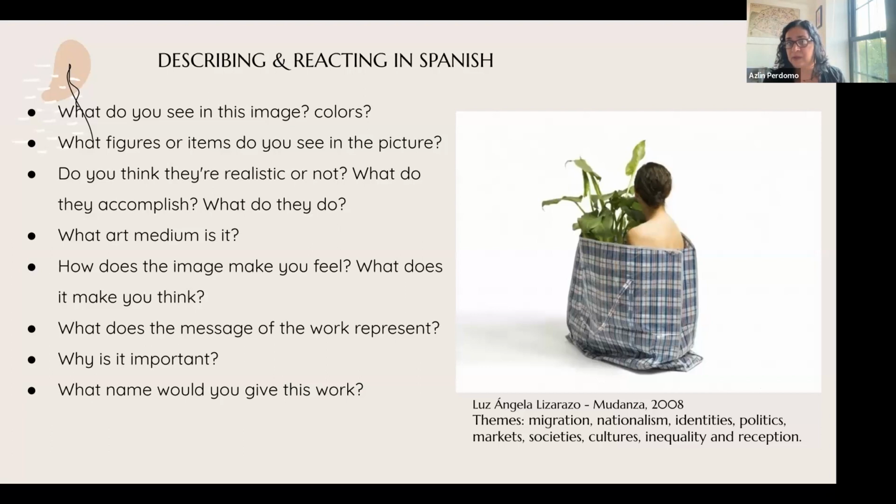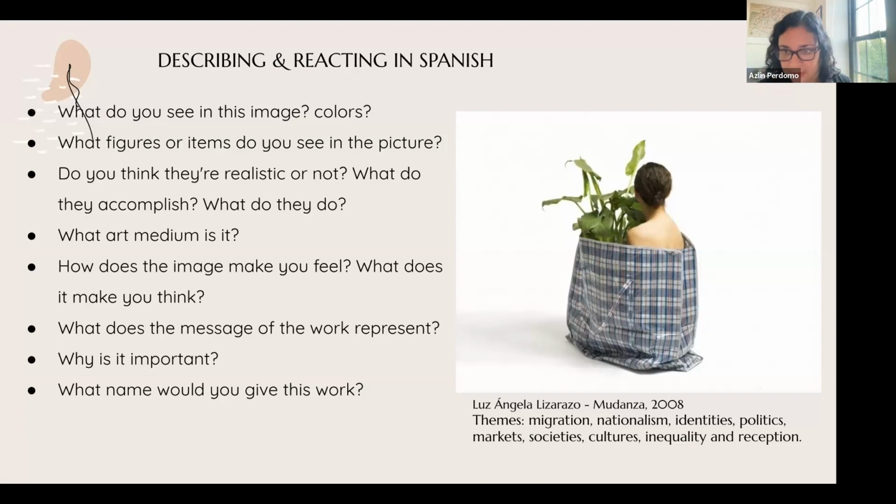Some of the questions are simple because students can still produce at a lower level using the language. They can say what they see in this image. They can describe colors and shapes. What figures or items do you see in this picture? Do you think they're realistic or not? What do they accomplish? And this is an interesting question because even with one word or a very simple phrase, they can express a lot of meaning. What do they do? What art medium is it? So they're using the vocabulary that they learned for the art unit, and they're applying that vocabulary while they're answering these questions. How does the image make you feel?